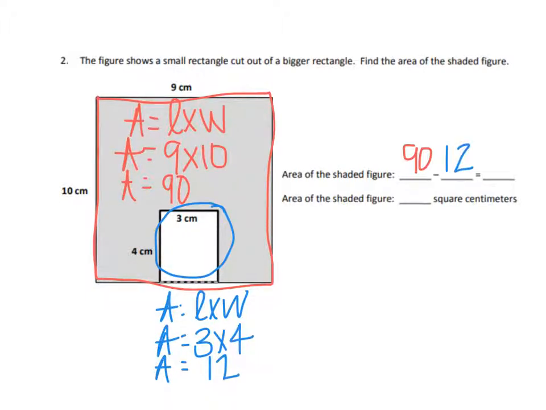So now what I'm going to do is subtract 90 minus 12. So 0 minus 2 I can't do. So I have to borrow from the tens. The 9 becomes an 8, and I'm going to bring back a 10 to the nothing that's already in the ones. So 10 minus 2 is 8, and 8 minus 1 is 7. So that means that this area of just the shaded figure is 78 square centimeters.